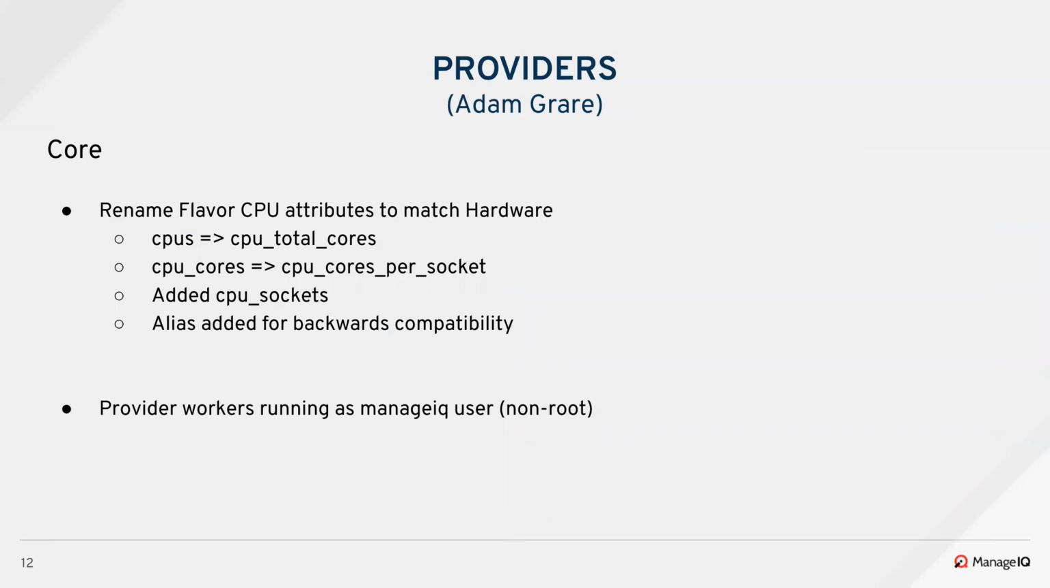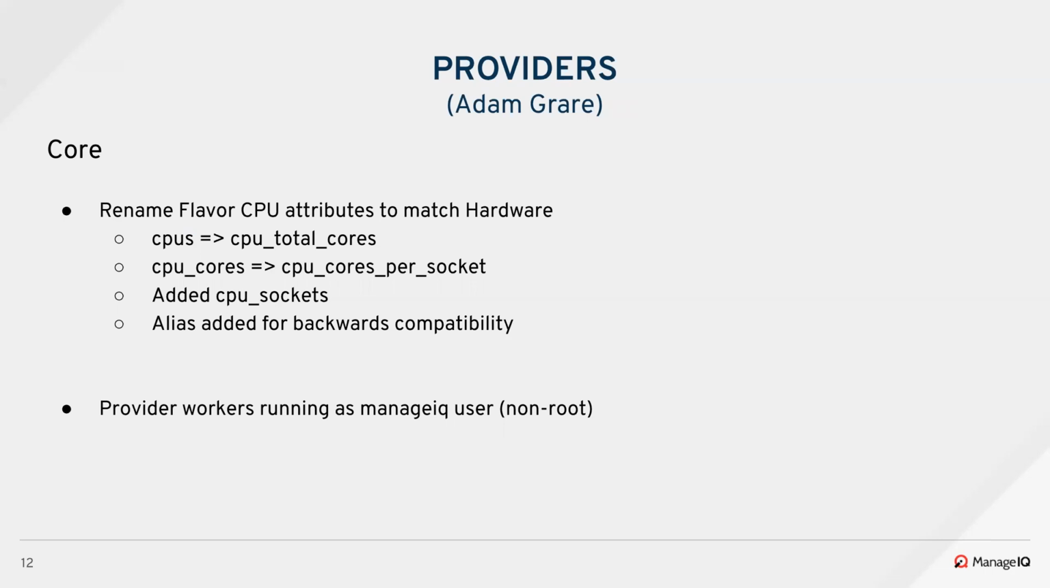Thanks, Kavya. So in core this sprint, we renamed the flavor CPU attributes to match the equivalent ones in hardware. They were slightly different. There was some confusion about what they actually meant. So this makes them more explicit and also makes it match what people are usually familiar with in the hardware table which is used for both VMs and hosts.